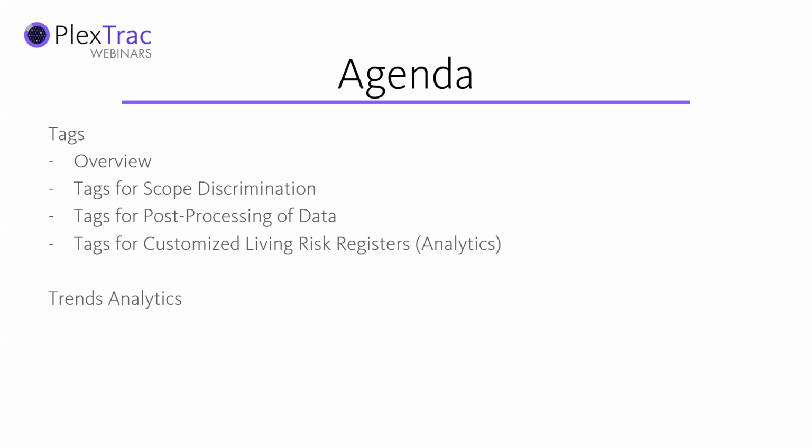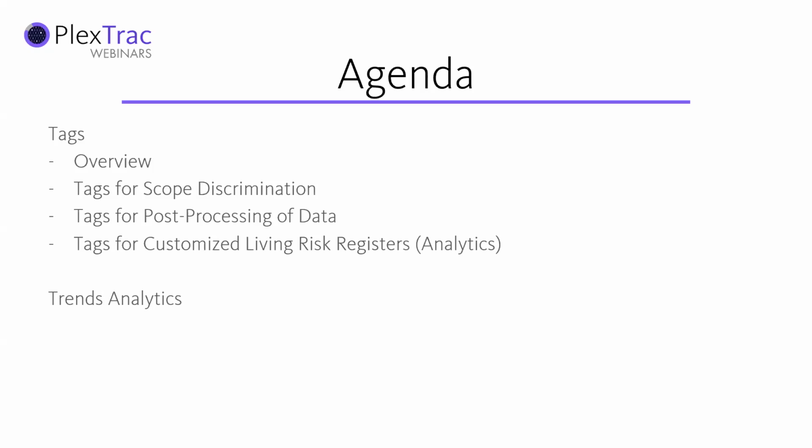So we'll give a brief overview of just the mechanics behind the tags, and then we'll talk about three very discrete use cases. The first one is discriminating on scope, which is basically how you can use tags to very easily sort the various findings in your document as you export them to your document-based delivery.